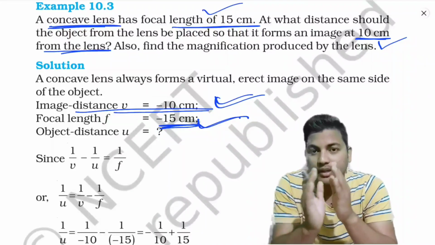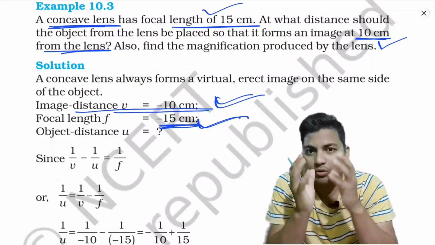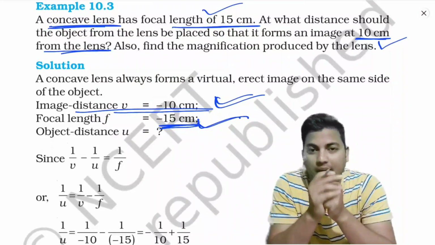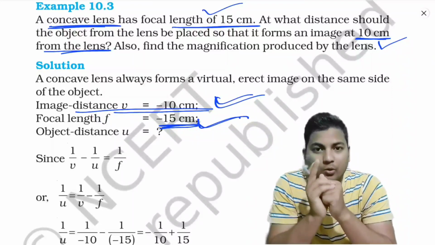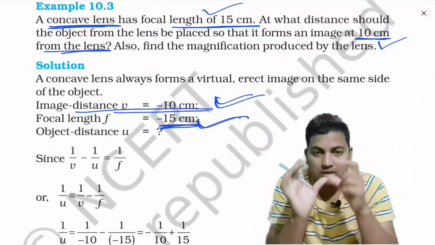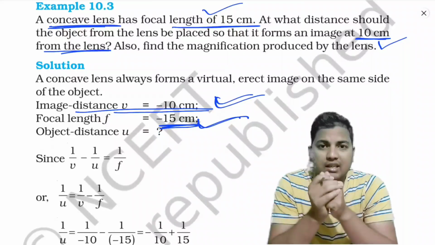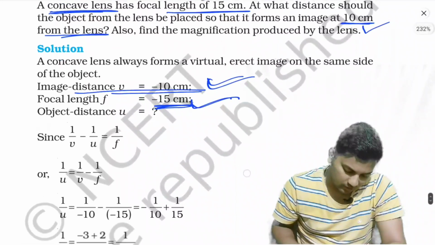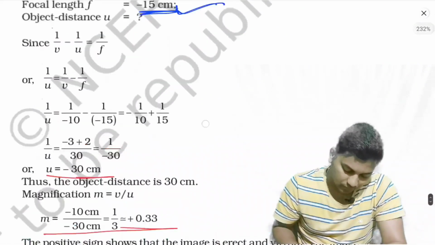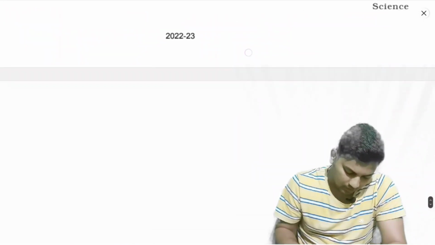That means we will easily go through the lens formula, that is 1 by v minus 1 by u is equal to 1 by f, and we will put the symbols and the numerical values perfectly so that we get the answer as soon as possible with ease. Clear? So let's solve this question.